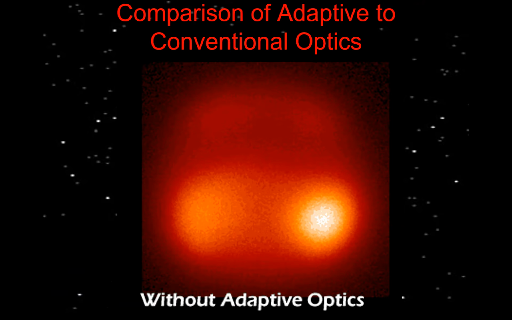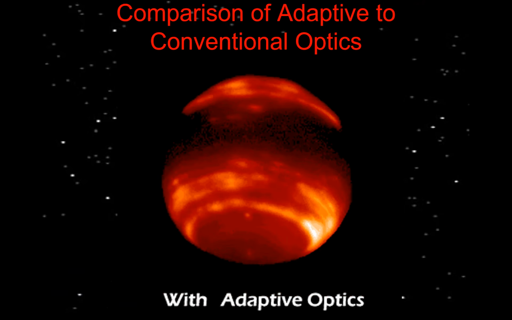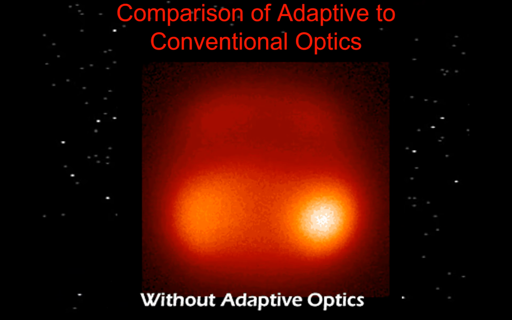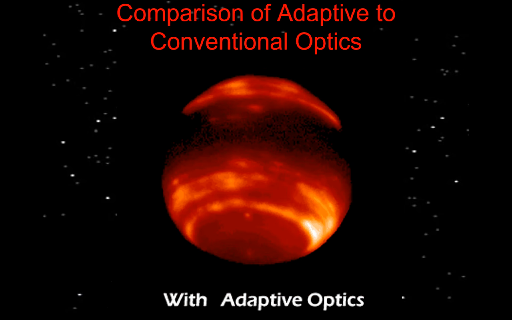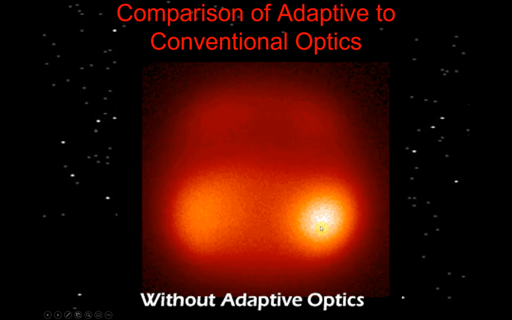And here's a comparison of what happens with and without adaptive optics. Without adaptive optics, you might see two blobs. With, you can actually get detail in the atmosphere of Jupiter.